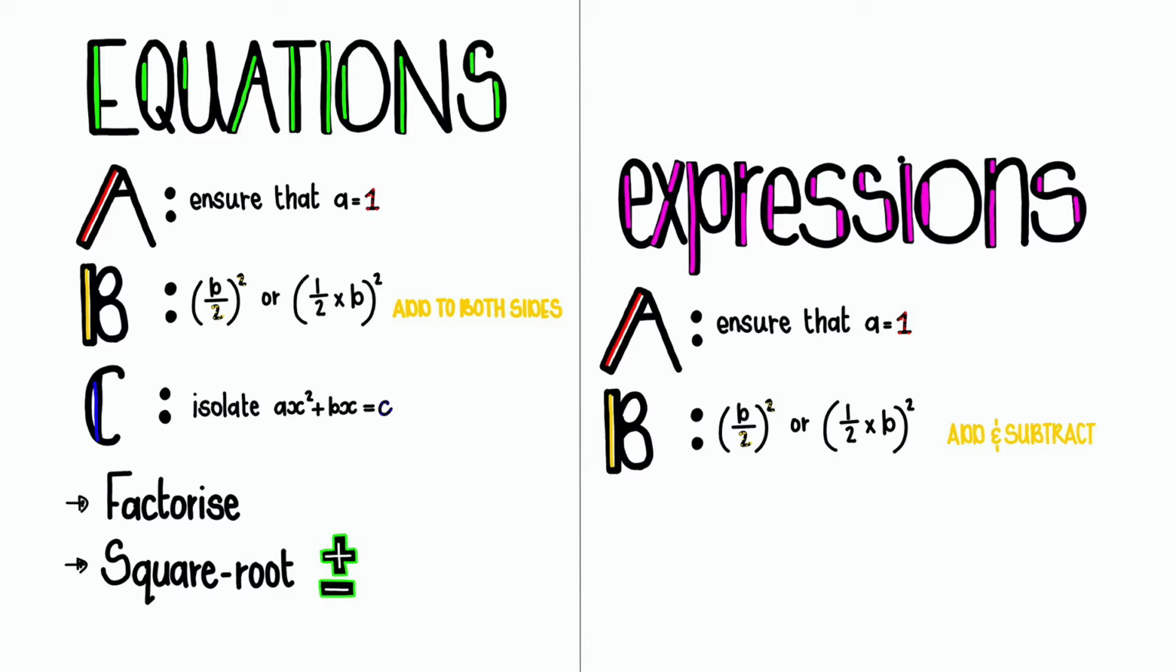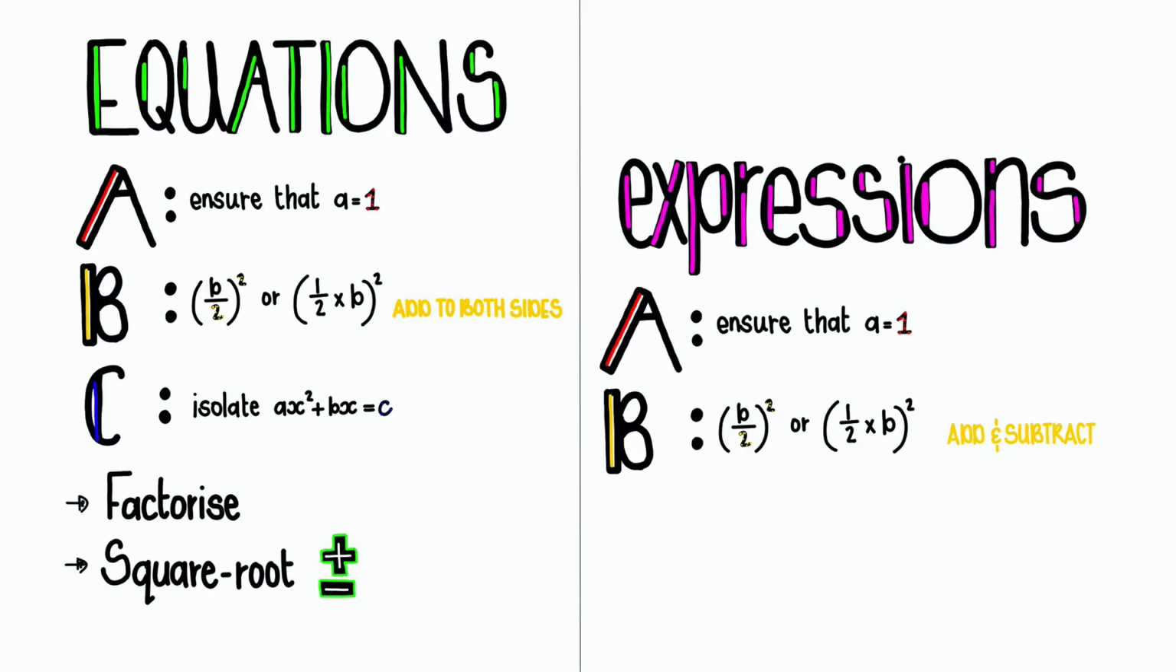So the first step is that you need to ensure that there's no coefficient to the x squared, as in there's no a value, because we're going to complete the square with a quadratic equation or expression, which means that it's in the form ax squared plus bx plus c. So for the rest of the video, I'm going to be talking about a, b, and c. A, the coefficient of the x squared, b, the coefficient of the x, and c, the constant.